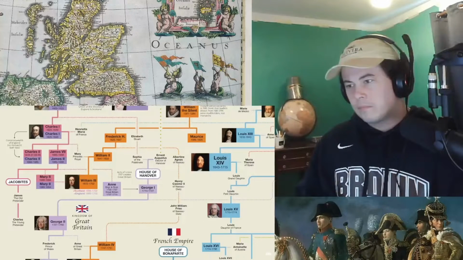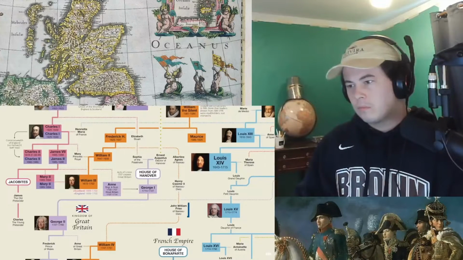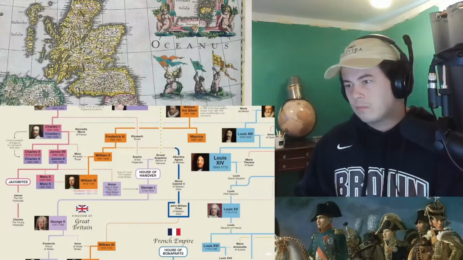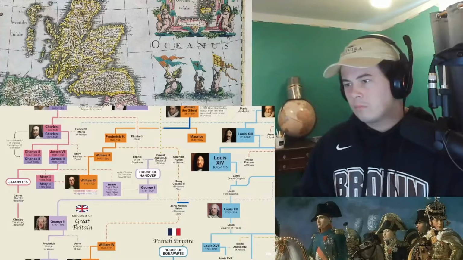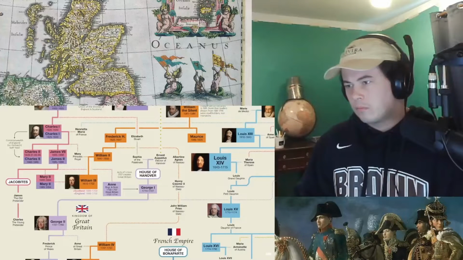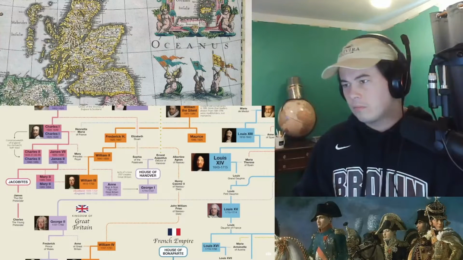However, the title of Prince of Orange passed to William's 14-year-old first cousin once removed, John William Friso. He was a descendant of William the Silent via a female line. However, through his male-only line, he was also a descendant of William the Silent's brother Johann, and thus still a member of the House of Nassau.